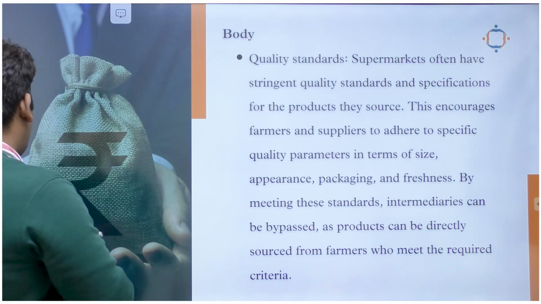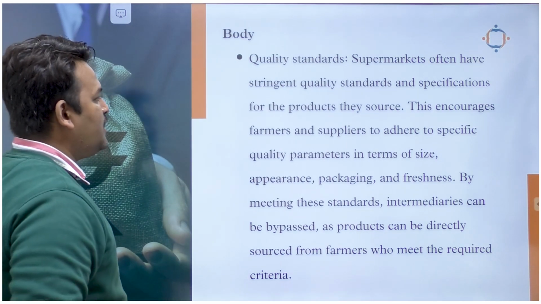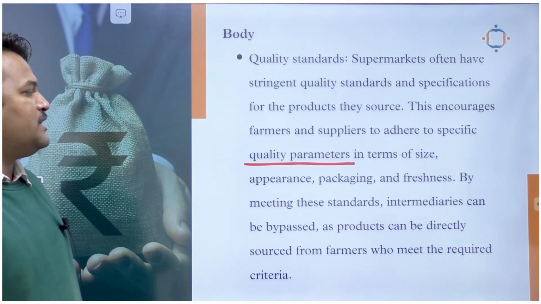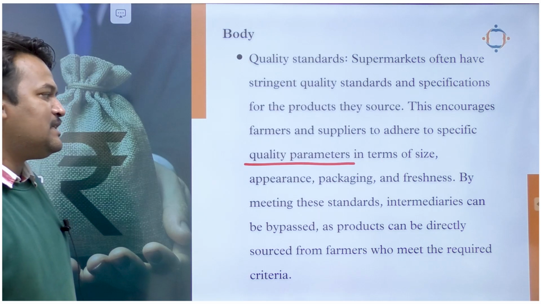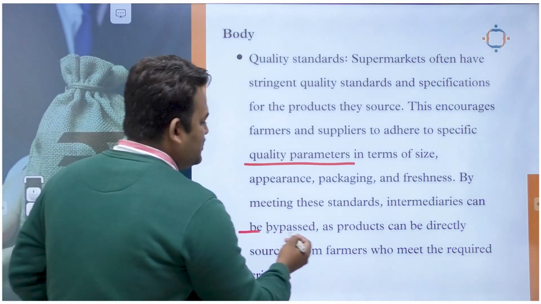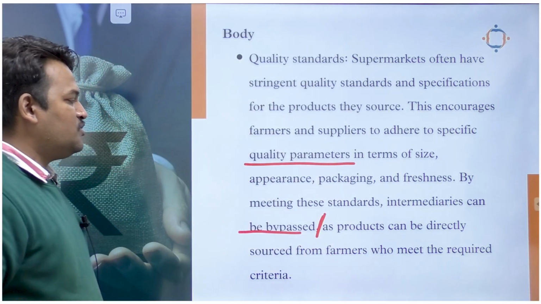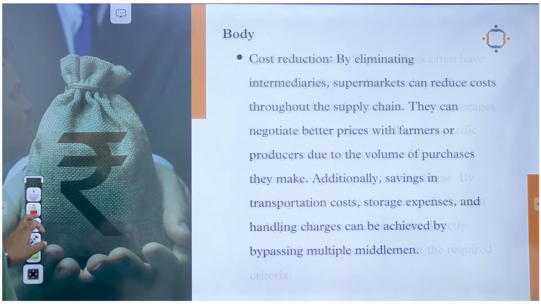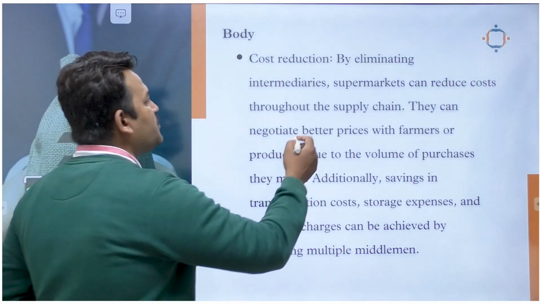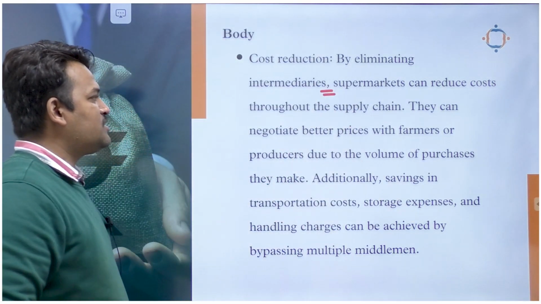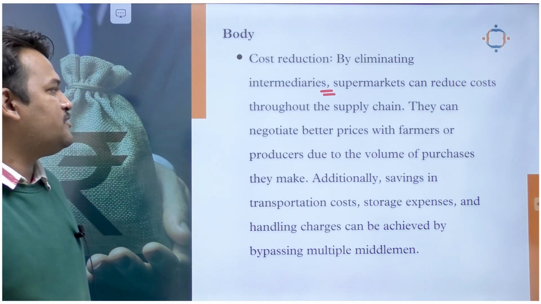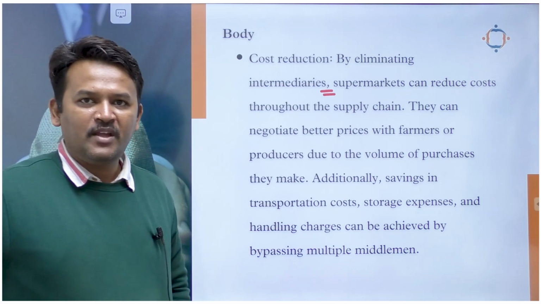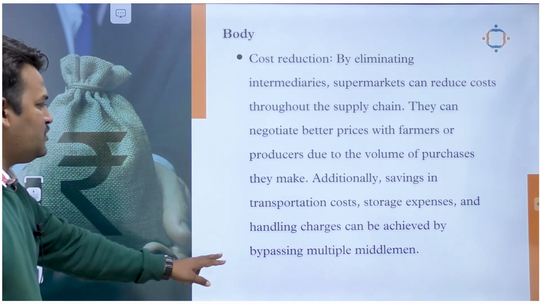This encourages farmers and suppliers to adhere to specific quality parameters in terms of size, appearance, packaging and freshness. By meeting these standards, intermediaries can be bypassed, as products can be directly sourced from farmers who meet the required criteria, right? Next point is cost reduction. By eliminating intermediaries, supermarkets can reduce cost throughout the supply chain. They can negotiate better prices with farmers or producers due to the volume of purchase they make, right? It is self-explanatory actually.